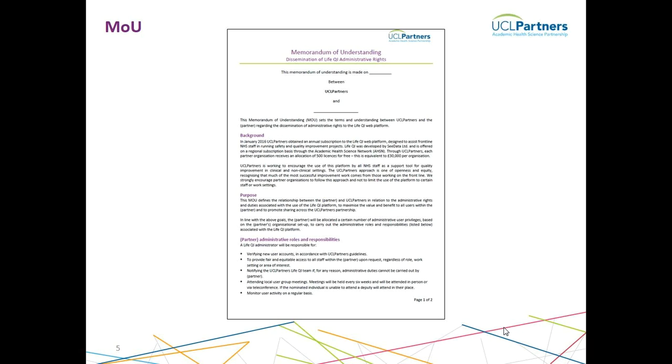We then went on to talk about the purpose of this MOU, so again, pretty straightforward. The next key part was highlighting the roles and responsibilities of the partner organization and UCL Partners as well. So just to make sure things are very clear and transparent: who's going to be verifying users, who's going to be attending the local user groups, making sure there's open communication between them and UCL Partners, who's going to monitor the user activity on an ongoing basis. So just more practical details of who's going to carry this out.